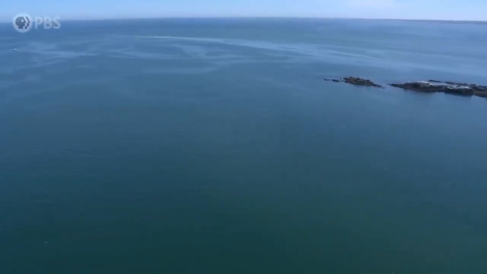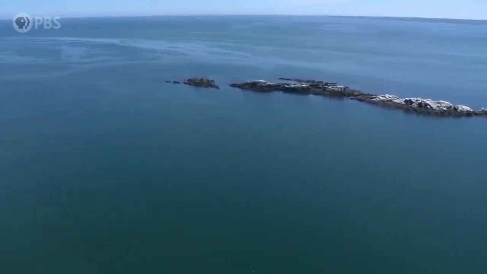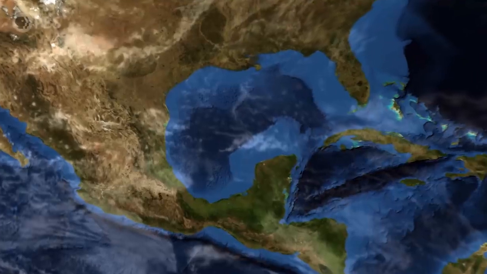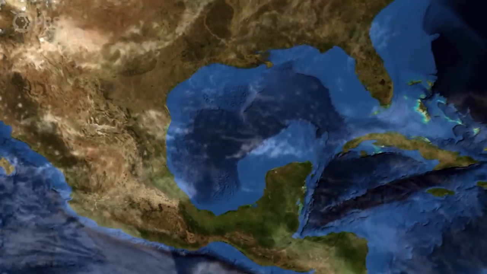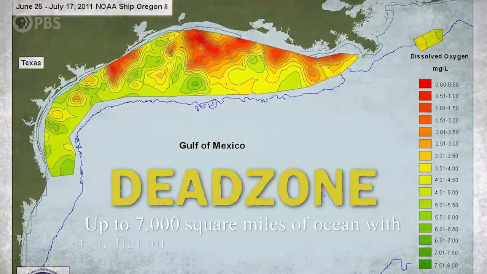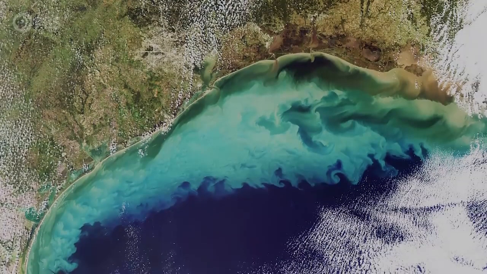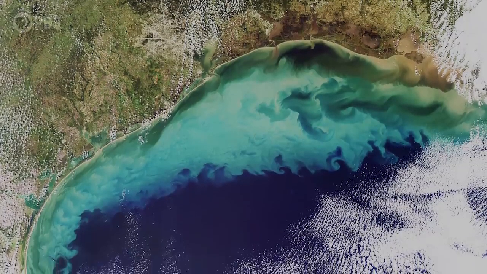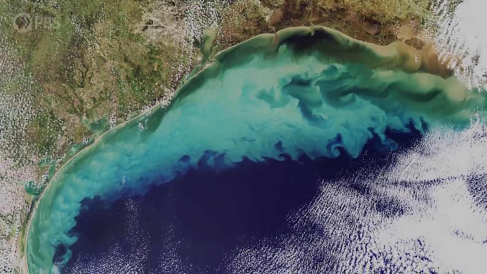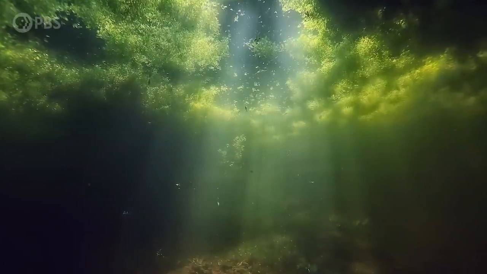Oceans are obviously very big, but despite that massive volume, humans have had a serious impact on them. For instance, in the Gulf of Mexico, at the mouth of the Mississippi River, there's a dead zone. Up to 7,000 square miles of ocean with insufficient oxygen dissolved in the water to support life, that's a dead zone. Here, it's caused by all the fertilizer runoff from the Mississippi watershed, flowing into the Mississippi River and down into the Gulf of Mexico, where it causes massive explosions of algae.